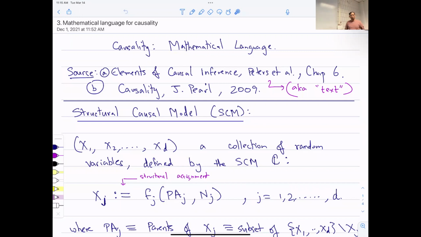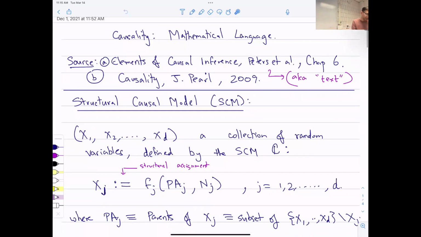So now I'm going to switch. That's basically all the plumbing of graphical models that is needed. I want to switch back now to causality and causal models. So now we are going back to the books, Elements of Causal Inference and the causality books.